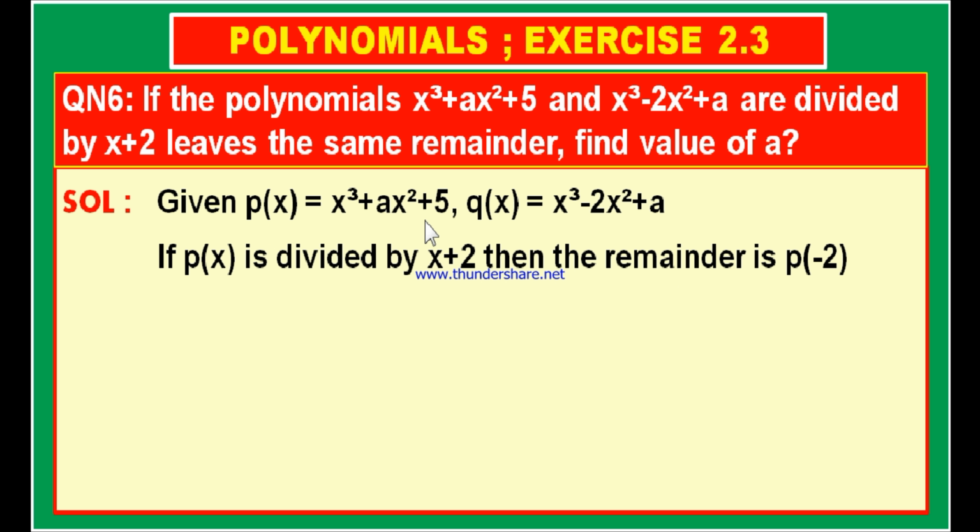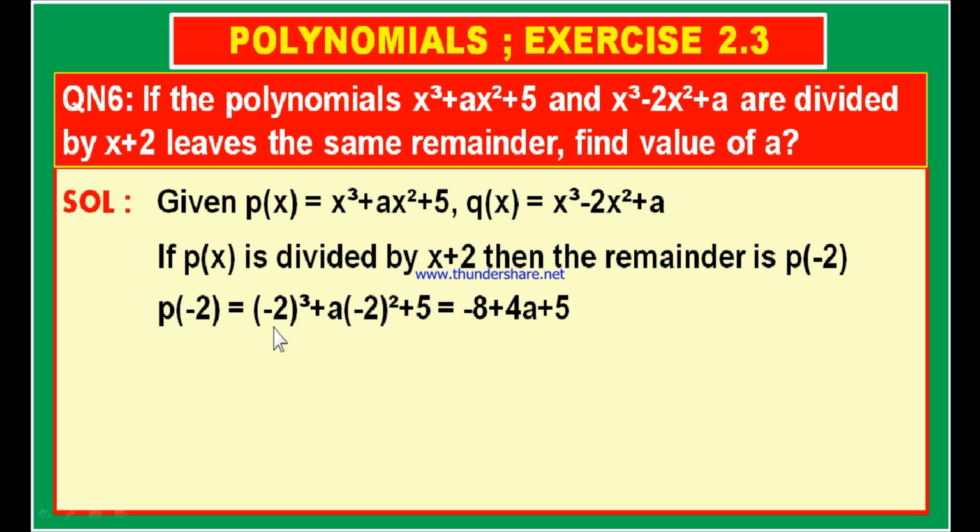Now, in this polynomial, in the place of x, if you substitute minus 2, then you will get the remainder, isn't it? Therefore, p of minus 2 is equal to x cube means minus 2 whole cube plus a into x square means minus 2 whole square plus 5. Now let us simplify this. Minus 2 whole cube: minus whole power an odd number is always negative. Minus to the power an even number is always positive.